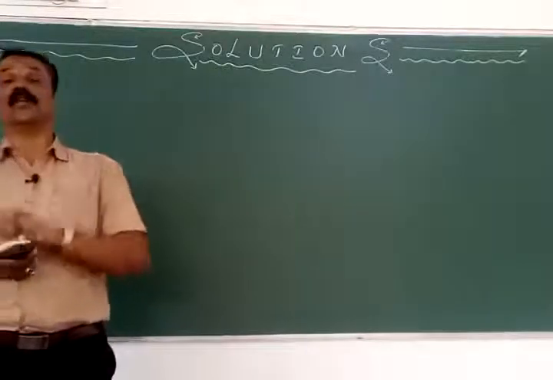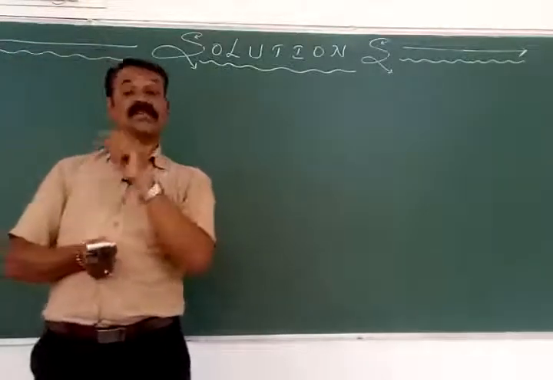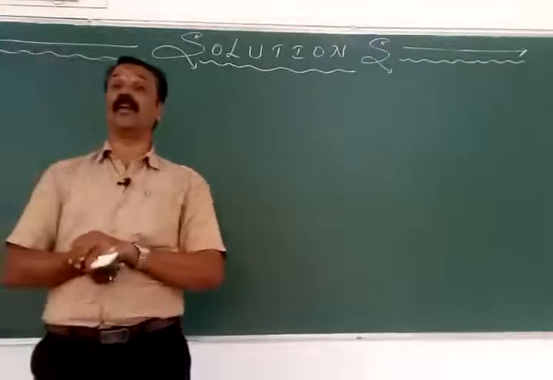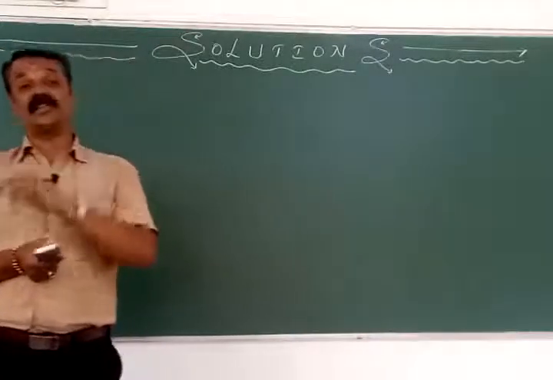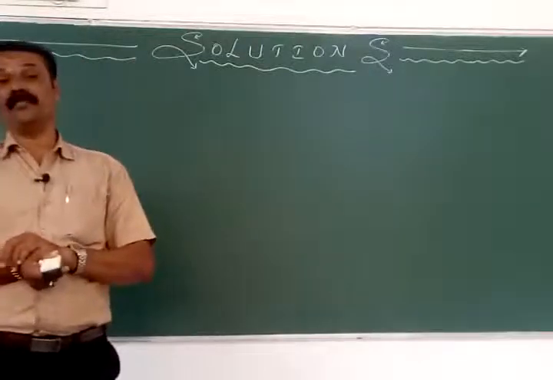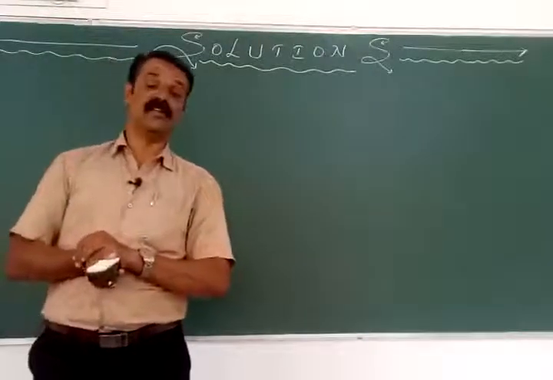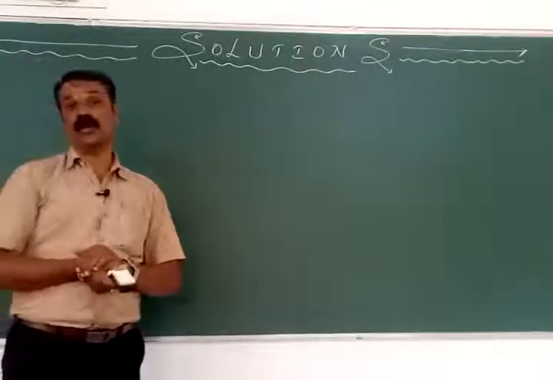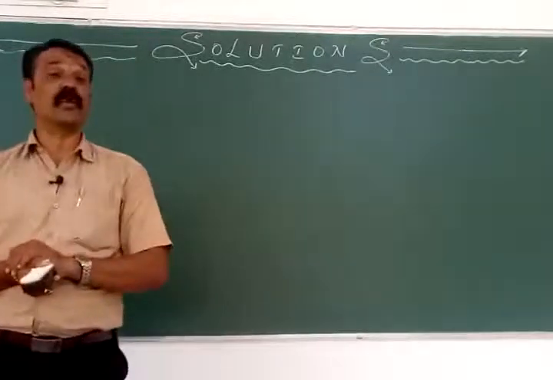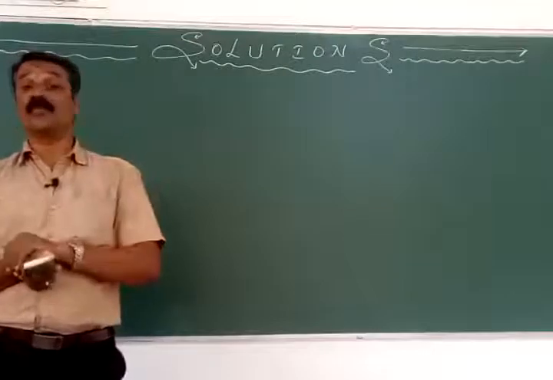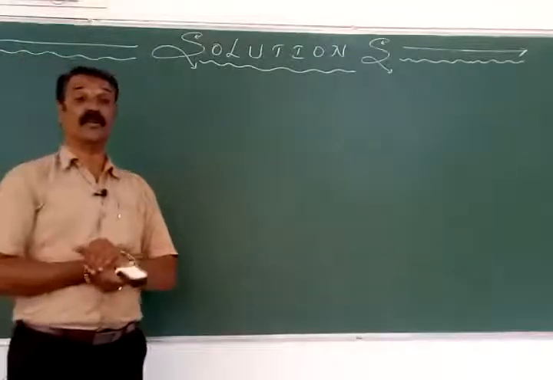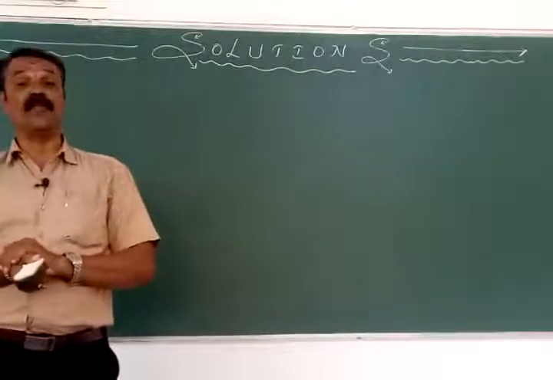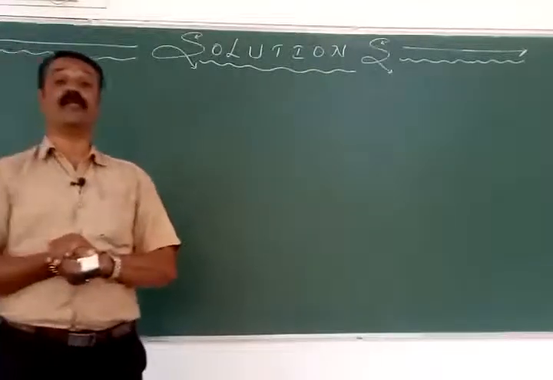All these are solid solutions. Then SL, LL and GL are called liquid solutions. And finally we have SG, LG and the last one, GG, which are the gaseous solutions. Again, solid solutions can be of two types: substitutional solid solutions and interstitial solid solutions.